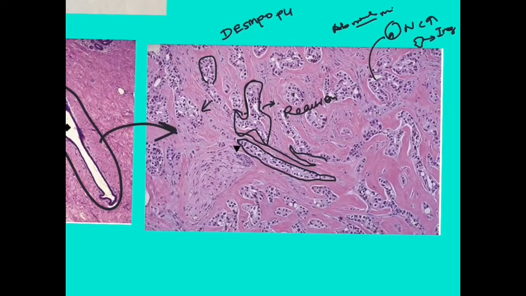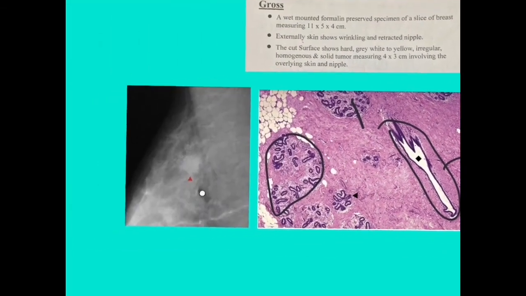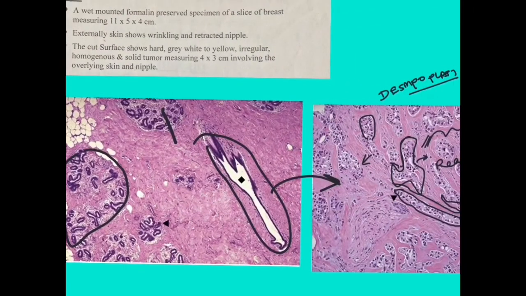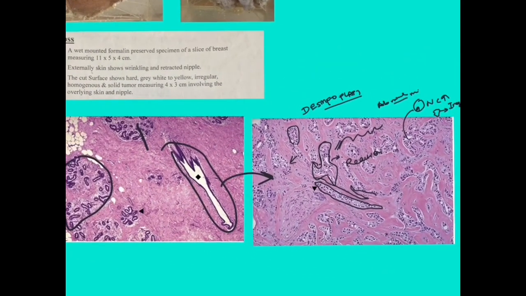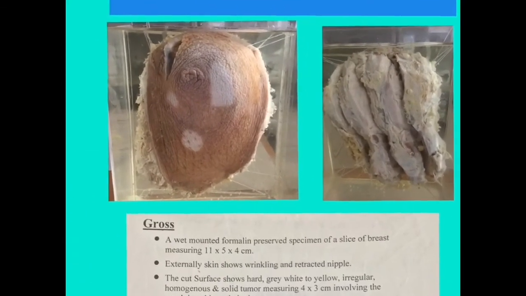And due to this desmoplasia, there is an increase in collagen bundles around this tumor. These are the microscopic features, and in the x-ray I would like to mention that this is an irregular tumor. The same histology shows the malignant changes. So this is the slide of the invasive ductal carcinoma, and the specimen of the same slide.